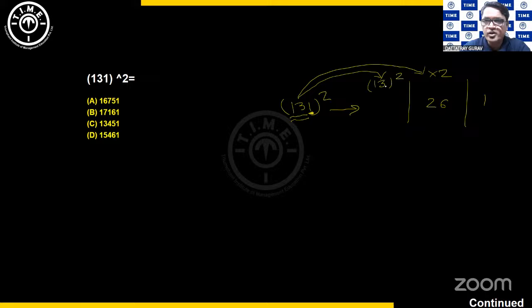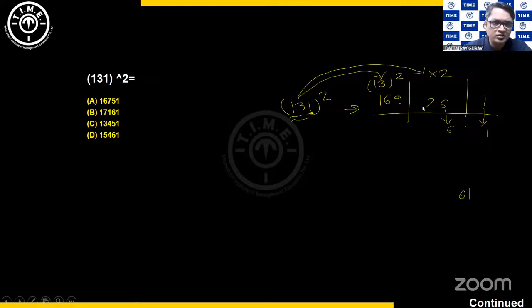Now, if you know the square, the question is easier. What is 13 square? It is 169. Now check it. So can I say this 1 as it is? So 6 as it is? Indirectly, my answer will be 61.